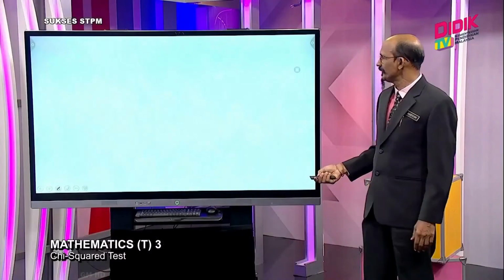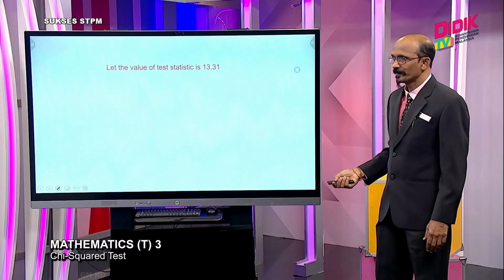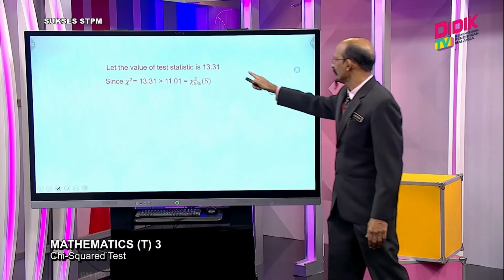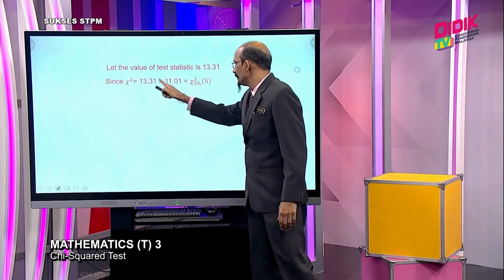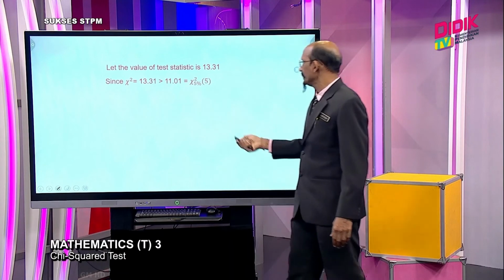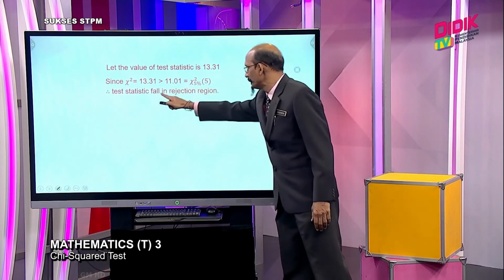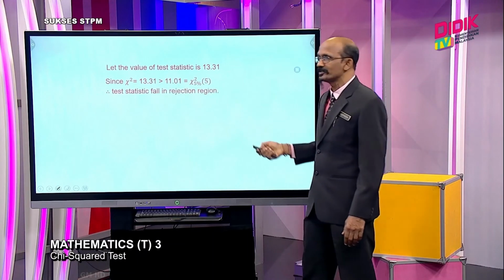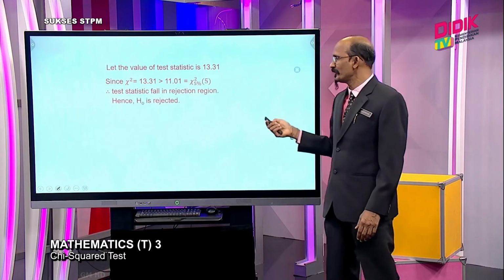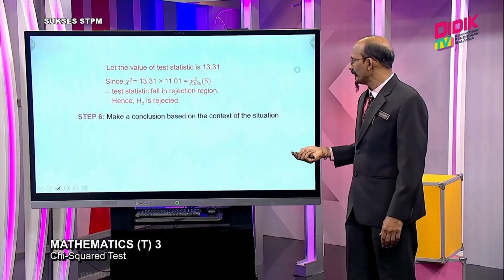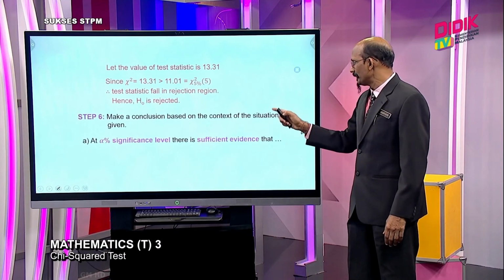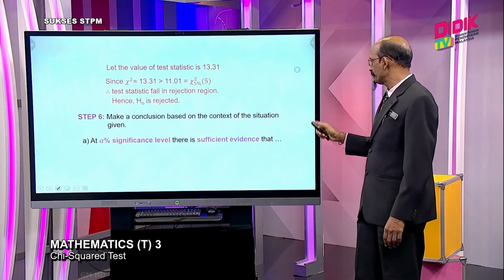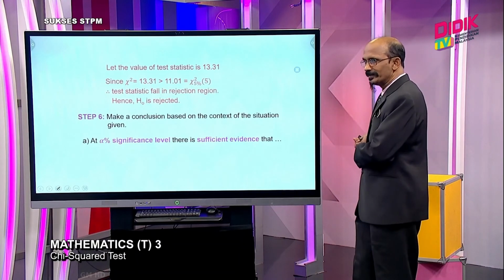In step 6, we will do the conclusion. So let's say our test statistic is 13.31 and this is my critical value. I do a comparison. Once I compare, my result is the test statistic falls in the rejection region. Then my conclusion is H0 is rejected. Based on that, I do the conclusion. So my conclusion will be, at alpha % significant level, there is sufficient evidence that, and I follow what is required in the question.